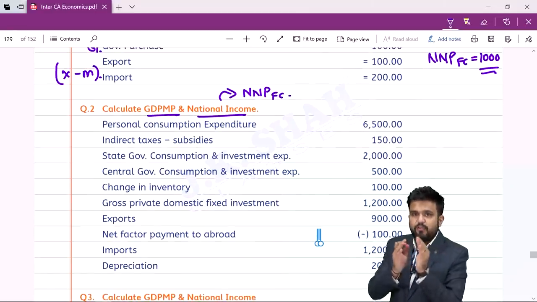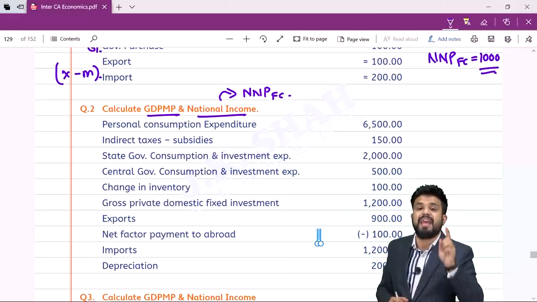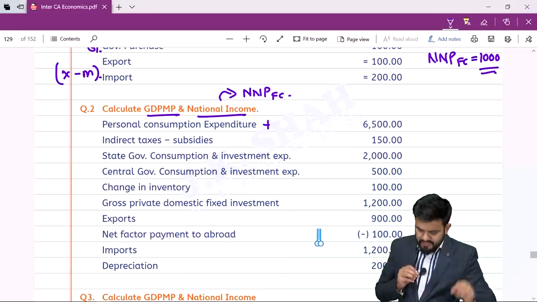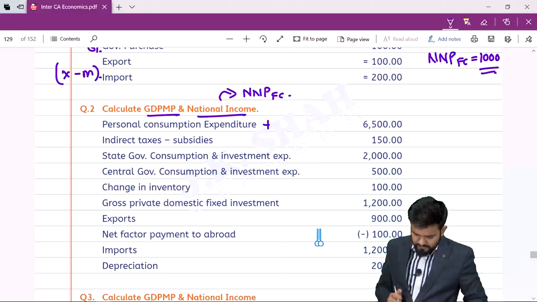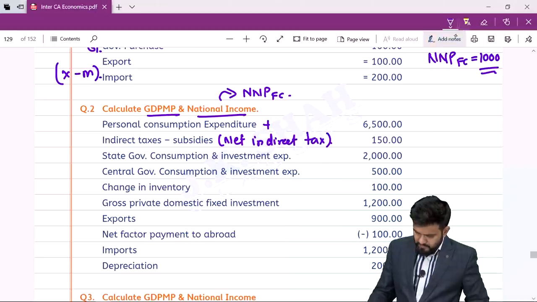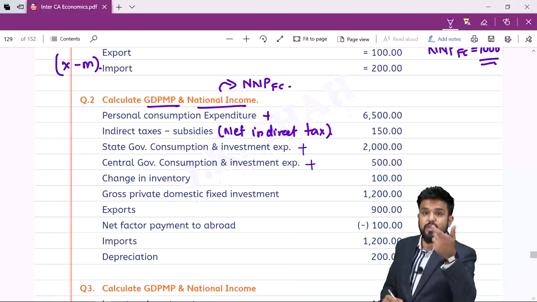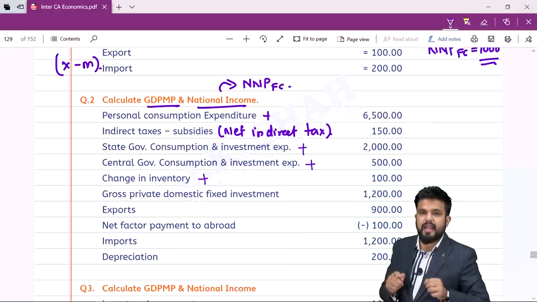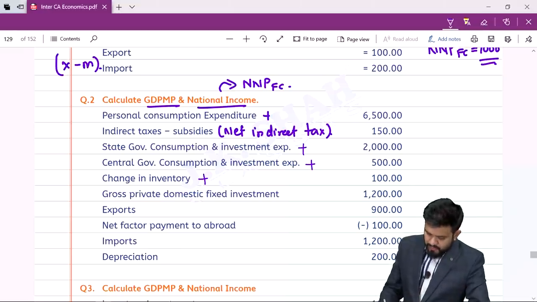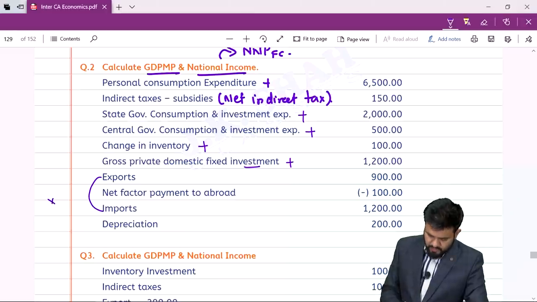Now please remember two things. Any word or any statement or any line ending with the word investment is to be added in GDP, and any line ending with the word expenditure is also to be added in GDP. So first is personal consumption expenditure, you will add. Indirect taxes and subsidies, later we will use. This is nothing but your net indirect tax. Then state government consumption investment expenditure, add. Central government consumption investment expenditure, add. Last word is expenditure. Change in inventory, add, because here we are talking about closing stock minus opening stock, inventory which is produced in the current year. You will add. Gross private domestic fixed investment, please add. Last word is investment. Exports and imports, you will take it together, that is your X minus M.